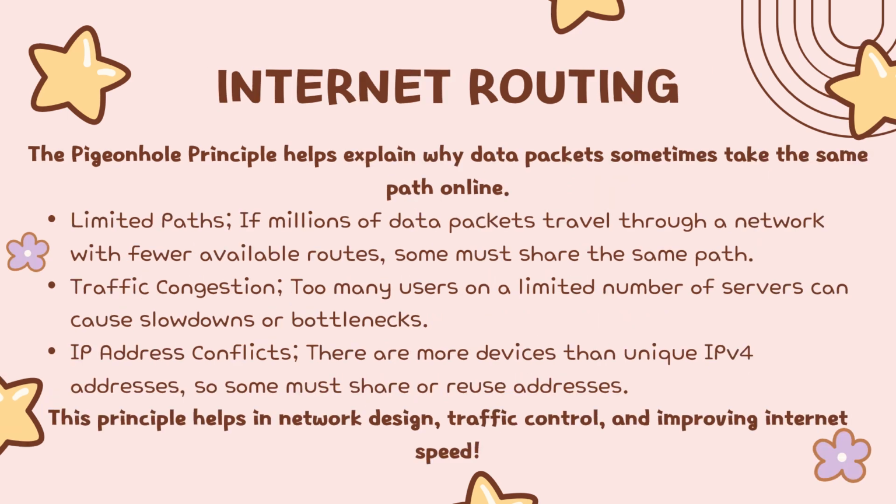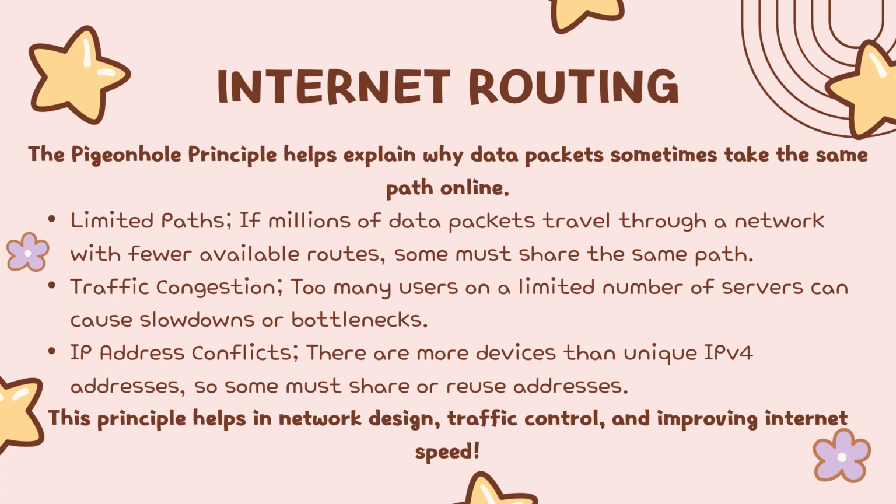Now we have internet routing. This helps explain why some data packets sometimes take the same path online. First, we have limited paths. If millions of data packets travel the world through a network with fewer available routes, some must share the same path.